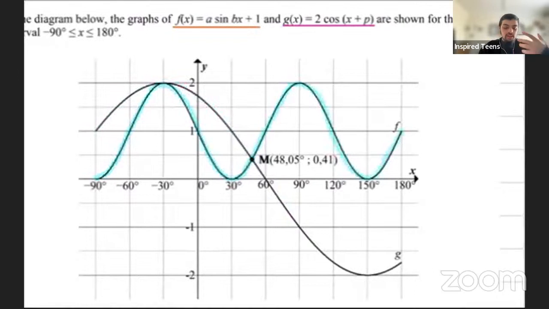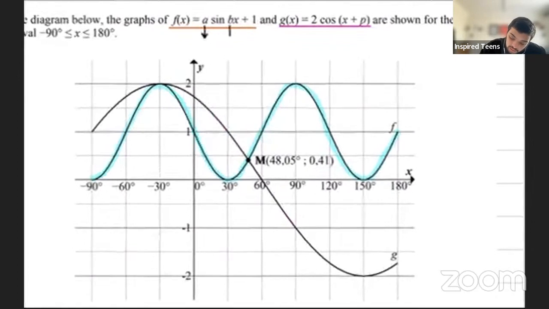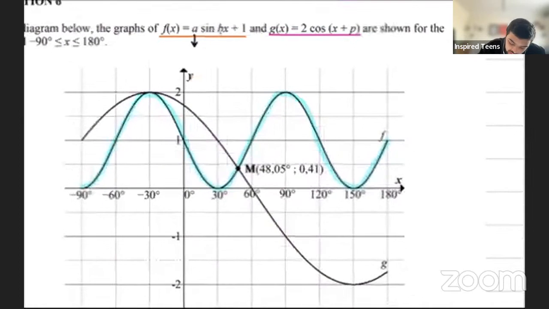So again, because cos graphs and sine graphs can look pretty similar, let's see what we have. f of x is a sine graph. Okay, there was an amplitude change made. There was a period change made, and the graph was shifted 1 unit up. That's not unknown. We know how much it was shifted up. It was shifted 1 unit up.